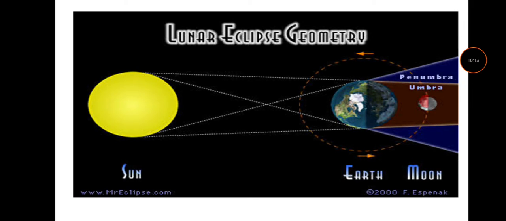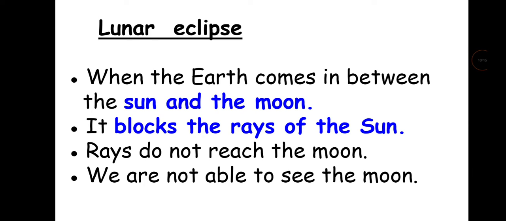How will you define lunar eclipse? When the earth comes in between the sun and the moon, it blocks the rays of the sun. Rays do not reach the moon. Even though the moon is present, we are not able to see it. This is called a lunar eclipse.